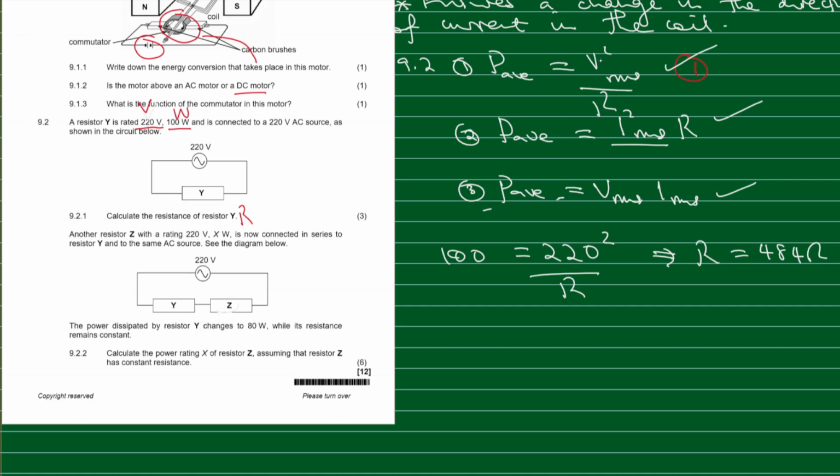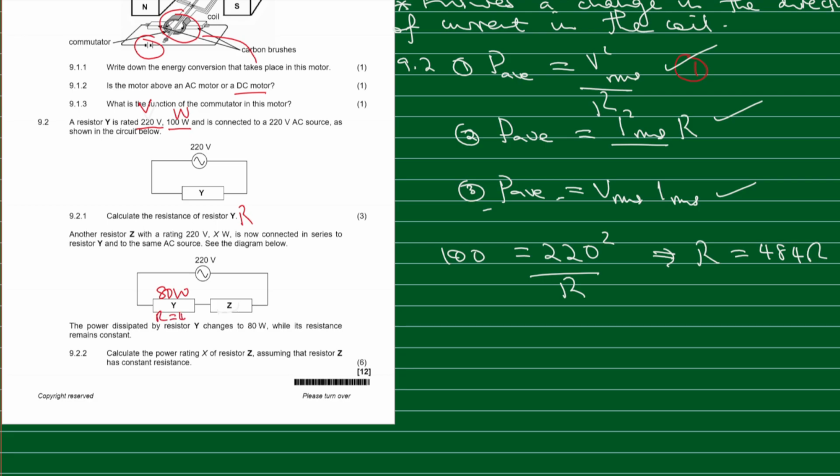Okay, because the V we know is 220, the rating there says 220, but now we need to know the R. Now to calculate the resistance of Z, we have to work with the Y first. We are given that the power at Y is 8 watt. The wattage here is 8, and we know the resistance for this one is still the same.